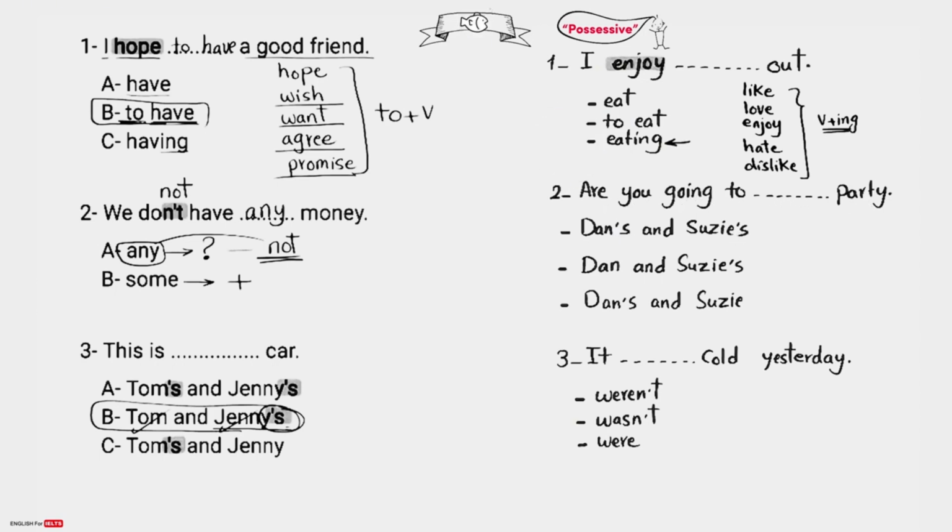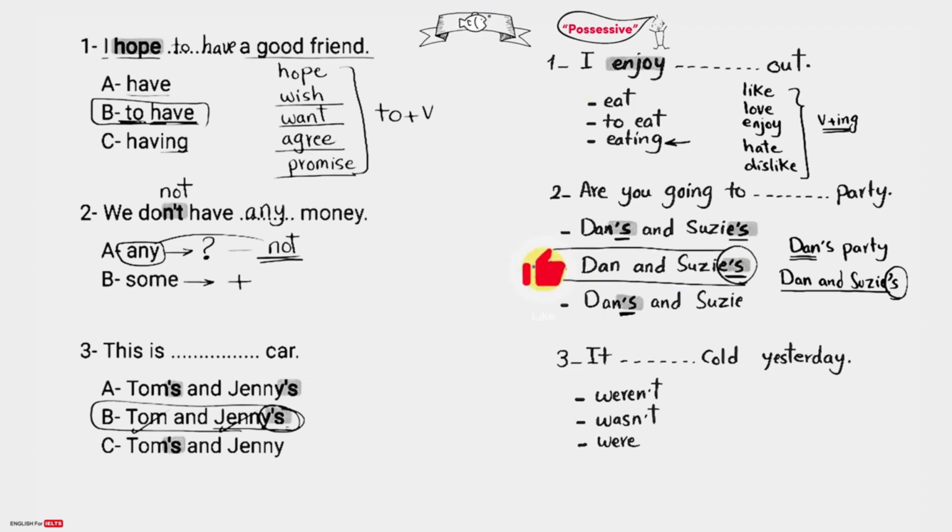Dan's and Susie's party, apostrophe S here and apostrophe S here. Or Dan and Susie's party, only one apostrophe S at the second name. Dan's and Susie party, only one apostrophe S at the first name, Dan. Well, we say Dan's party, right? This is only one name, so we put apostrophe S to it. If we add another name, like Dan and Susie, here we add apostrophe S to the second name. Dan and Susie's, only one apostrophe S at the second name. Here we have two apostrophe S's, and here is only one at the second name, and here is only one at the first name. So this is the correct answer. Are you going to Dan and Susie's party?